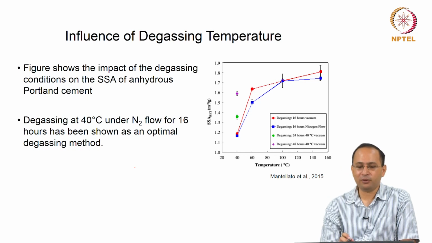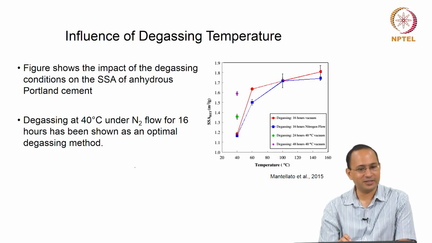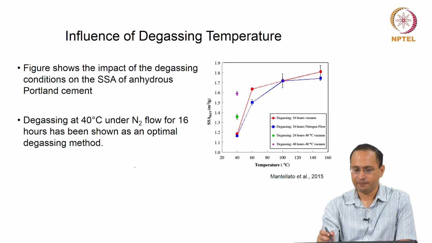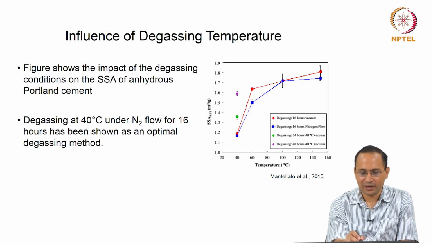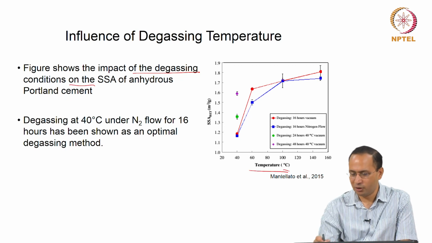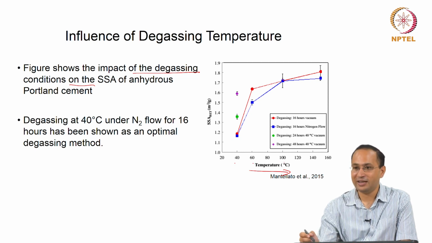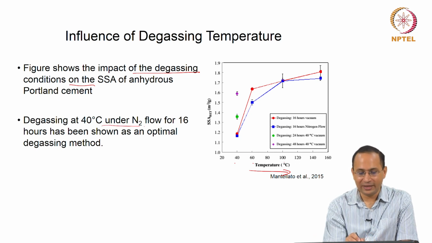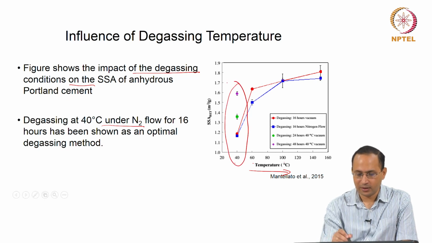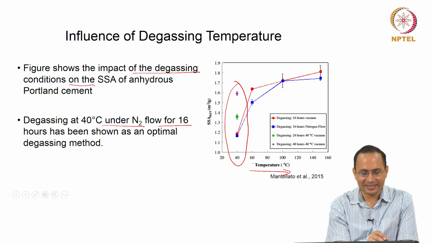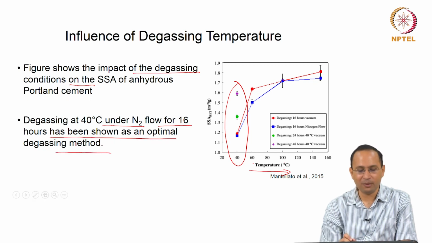So, what is the influence of degassing temperature on the surface area measured by BET? Here we see this figure shows the influence of degassing conditions. On the x axis you have the temperature. So, you see 40 degrees, 60 degrees, 100 degrees. What is evident? As you are increasing the degassing temperature, your surface area also is increasing. So, that is affecting it. Degassing at 40 degrees Celsius under nitrogen flow for 16 hours has been shown to be an optimal degassing method.